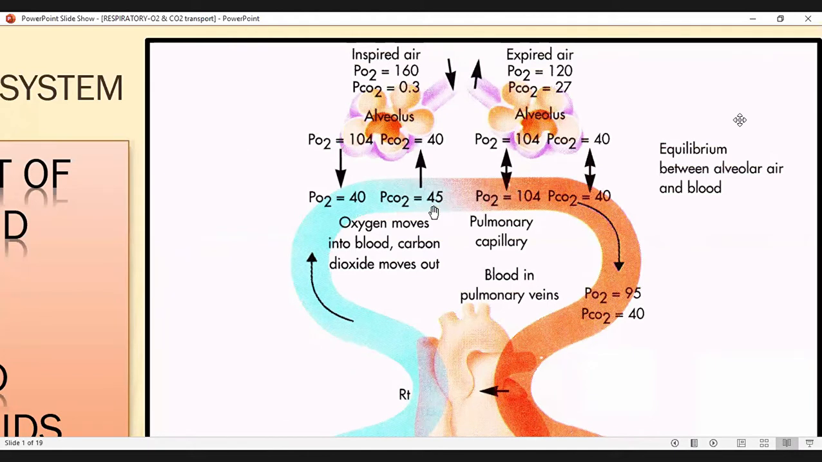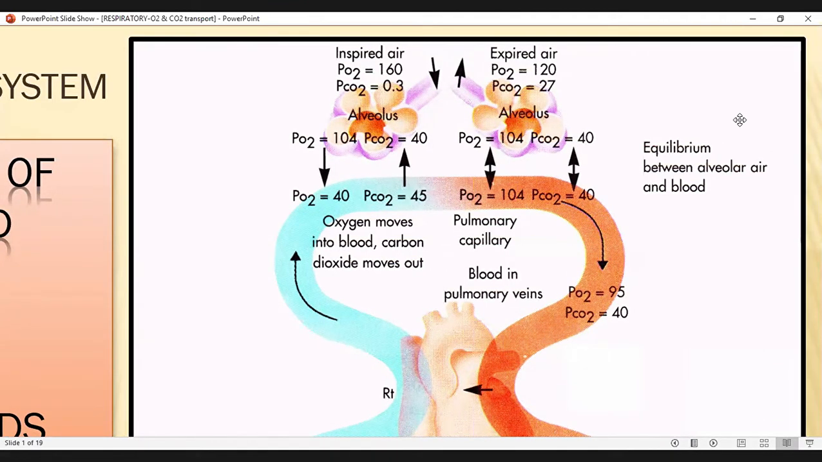And your CO2, since it is higher in the pulmonary capillary artery, it will diffuse towards the alveolus, and the oxygen will diffuse towards the capillary. Okay, so now your 104 millimeters of mercury will go into the systemic circulation. You notice that in the systemic circulation, your PO2 is only 95 millimeters of mercury.